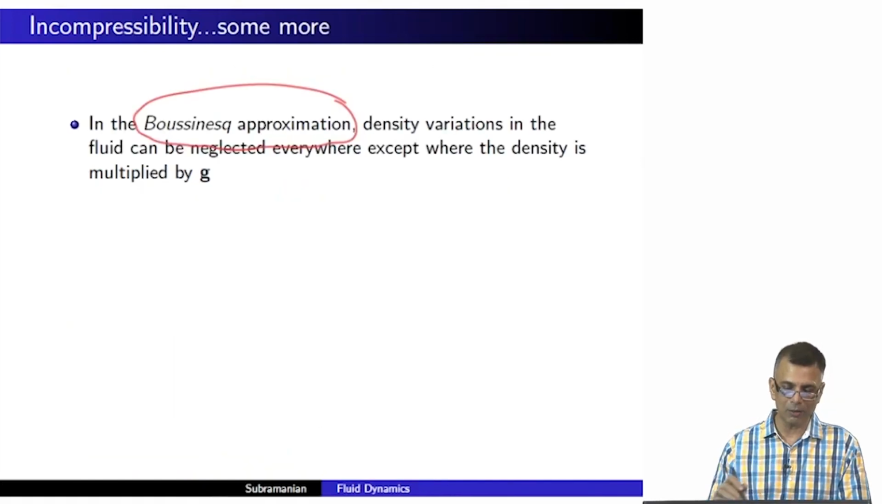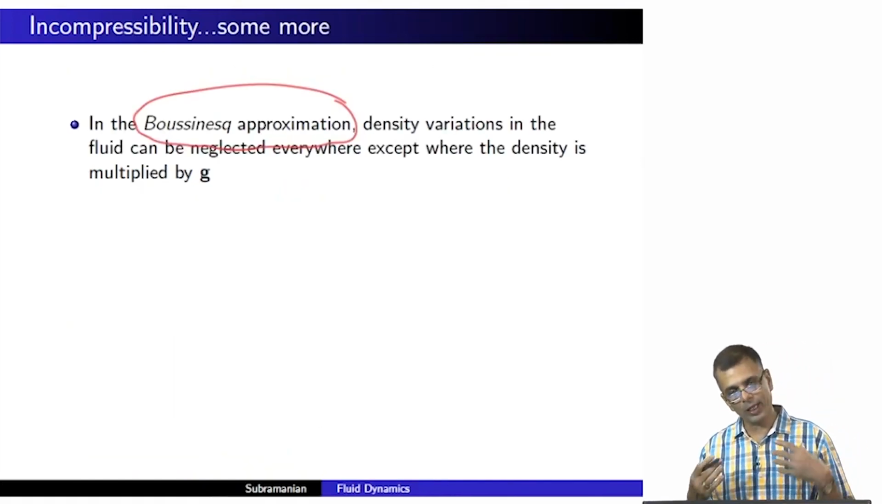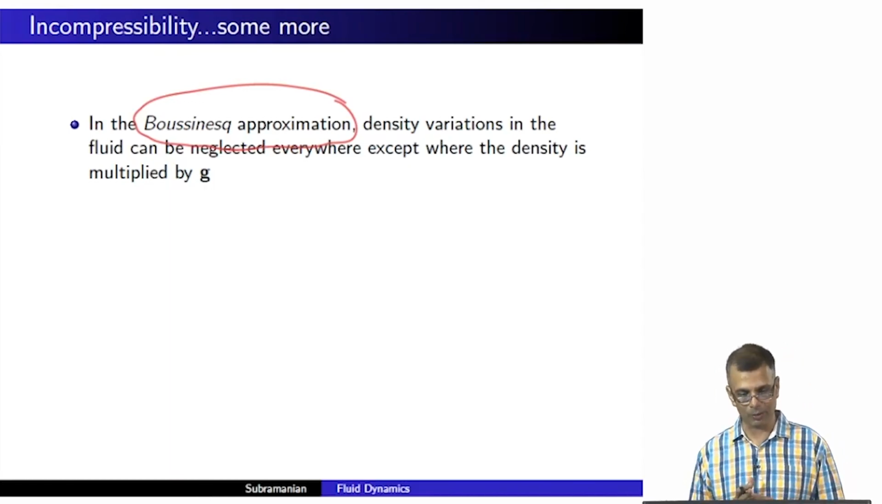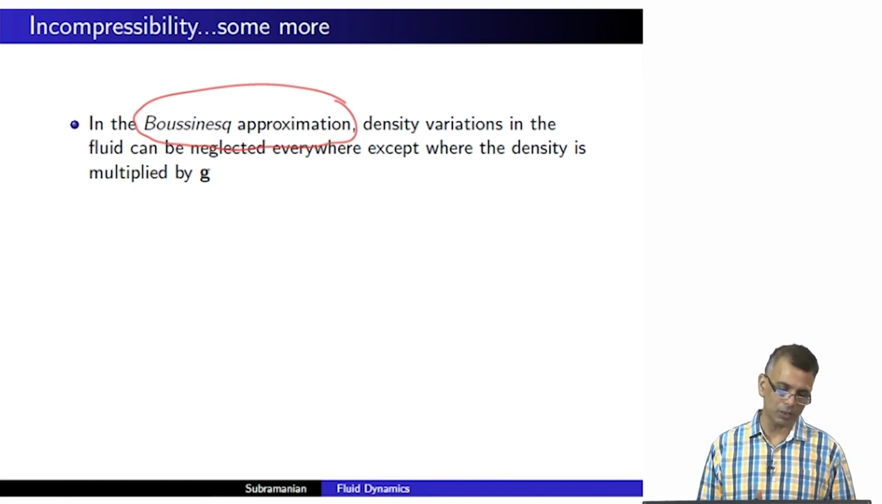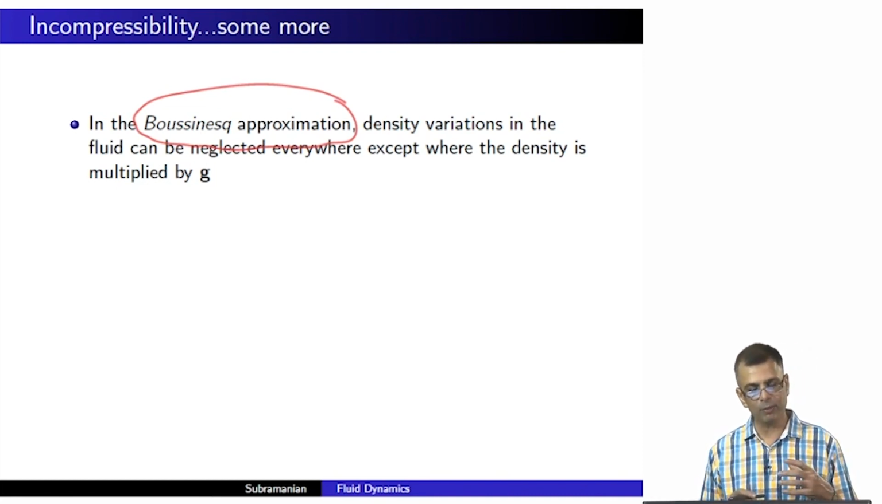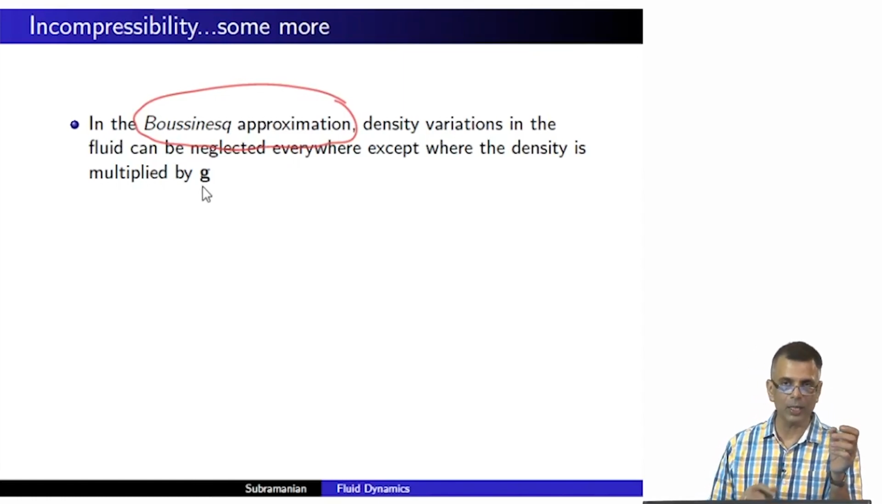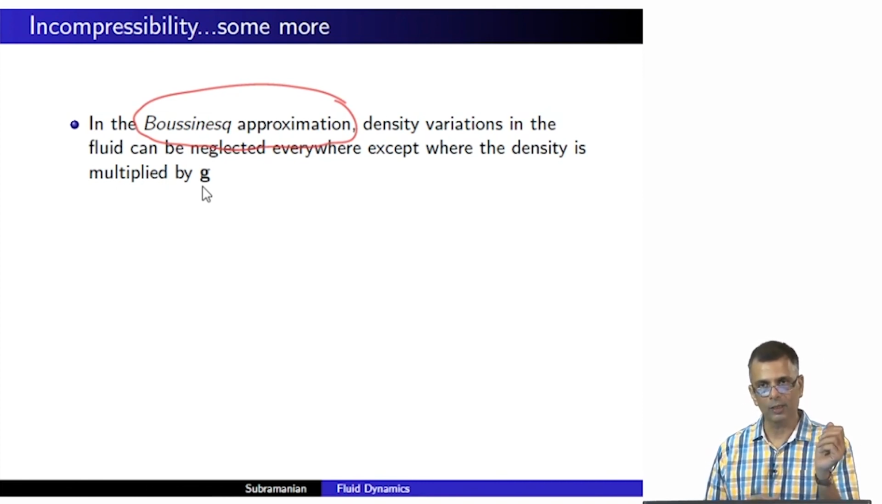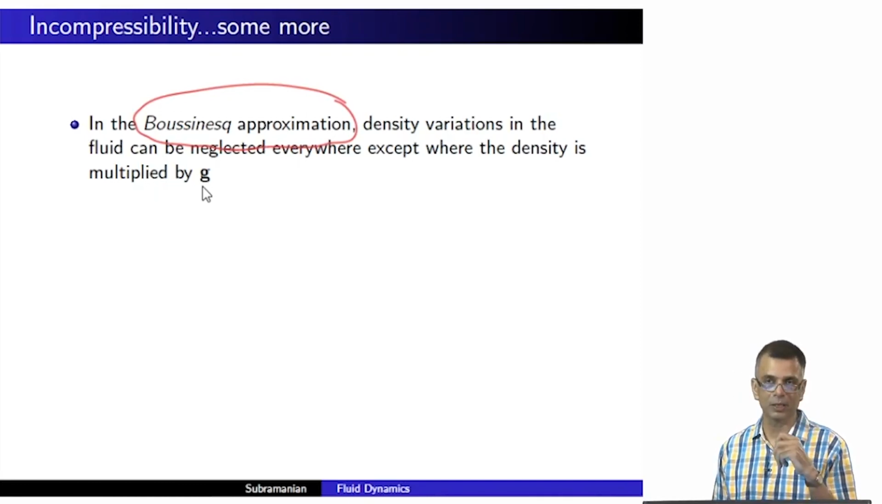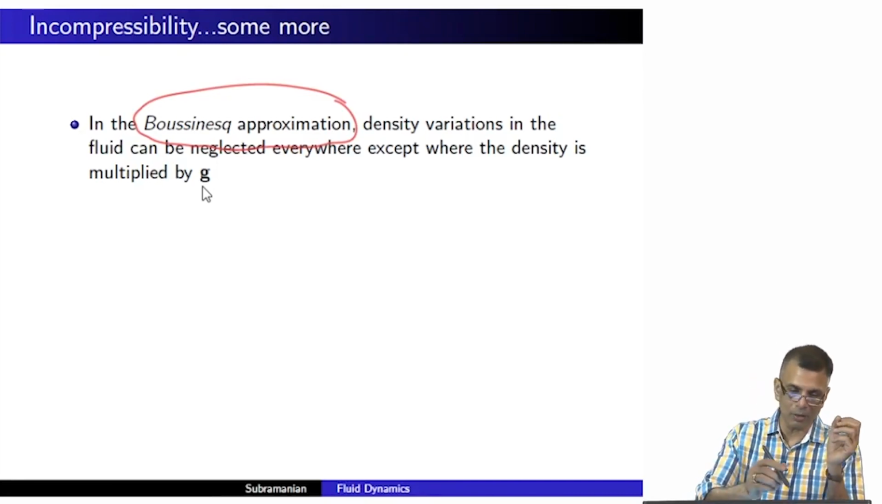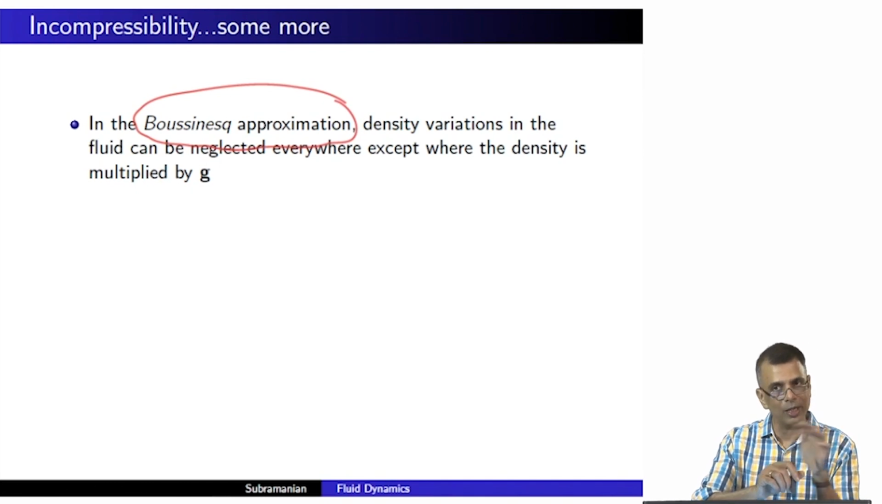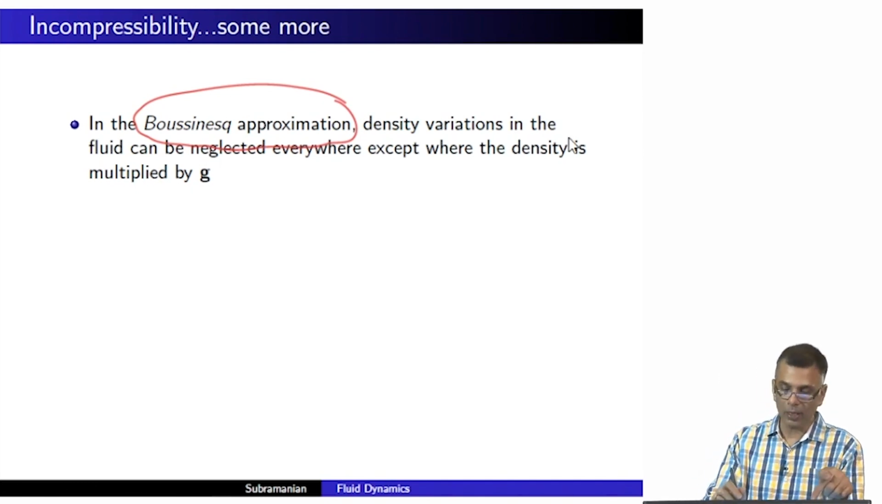When you can neglect density variations, you say that the flow is incompressible. There's a related approximation called the Boussinesq approximation, where density variations in the fluid can be neglected everywhere, by which I mean in all terms of the equation, except where the density is multiplied by the acceleration due to gravity. Okay? So this is a little bit of a weaker condition than strict incompressibility. Density variations in all terms of the equation, whichever equation you're considering, can be neglected. So it's pretty much incompressible, except where the density is multiplied by g, you do not neglect density variations.